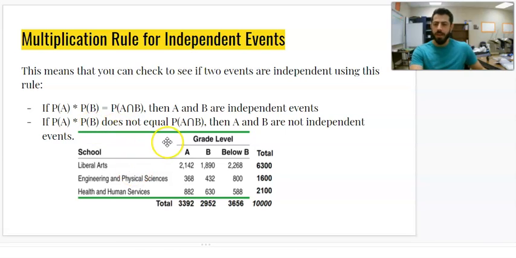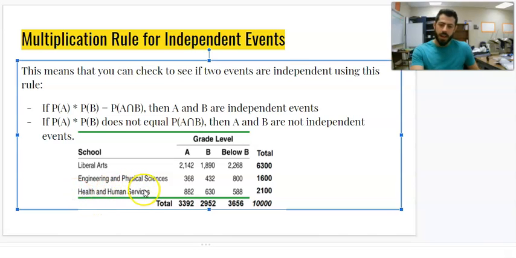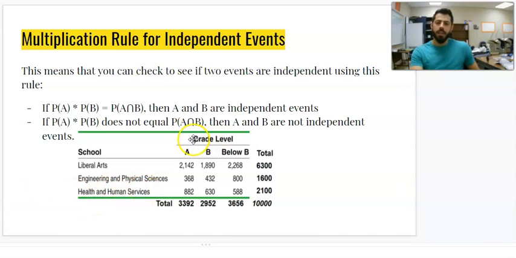So let's pick a school. Let's pick Health and Human Services and a B, right? So I want to check. So what I'll do is I'll say, okay, A equals the probability that they are a Health and Human Services student. B is the probability that they received an A. So the probability of A is 2,100 over 10,000. The probability of B, in this case, which is making an A, is 3,392 over 10,000. And then all I have to do is see if that is equal to 882 over 10,000.